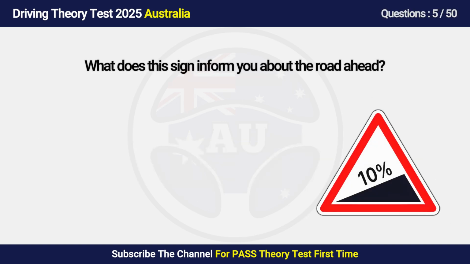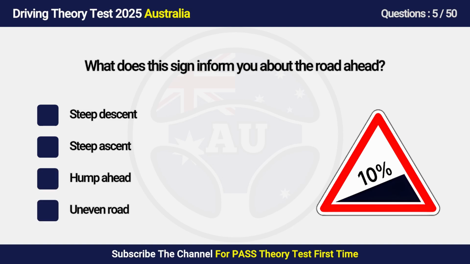Question 5. What does this sign inform you about the road ahead? A. Steep descent. B. Steep ascent. C. Hump ahead. D. Uneven road.